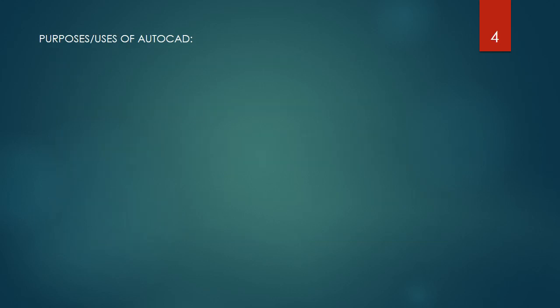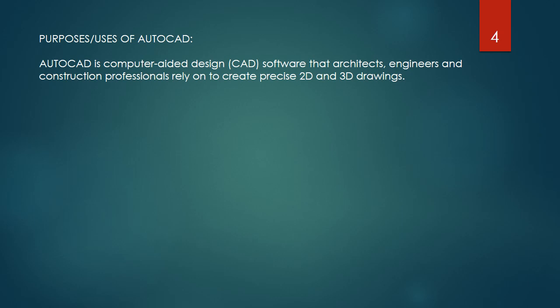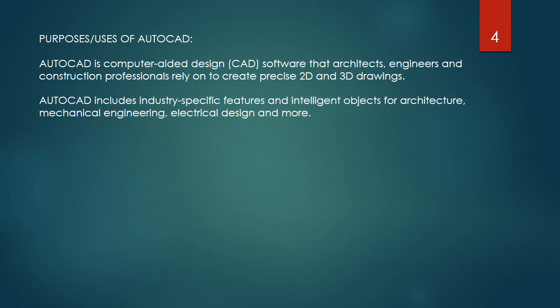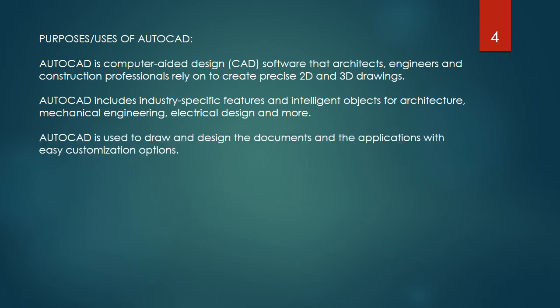What are the purposes and uses of AutoCAD? AutoCAD is computer-aided design software that architects, engineers, and construction professionals rely on to create precise 2D and 3D drawings. AutoCAD includes industry-specific features and intelligent objects for architecture, mechanical engineering, electrical design, and much more. AutoCAD is used to draw and design documents and applications with easy customization options.